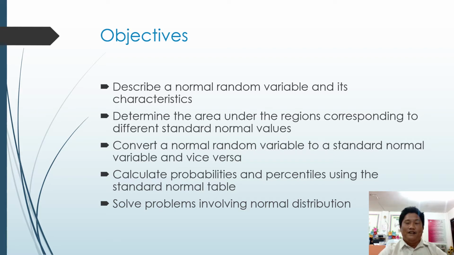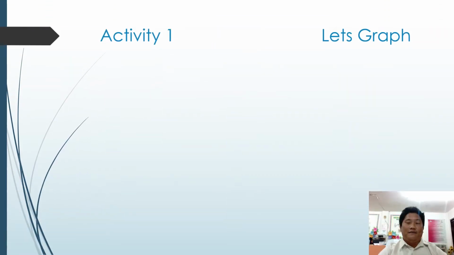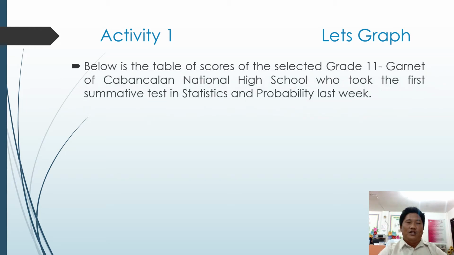Are you ready? Let's start with activity number 1, with the title Let's Graph. So we have here a situation wherein you have the table of scores of selected Grade 11 Garnet students of Cabaco National High School who took the first summative test in statistics and probability last week.